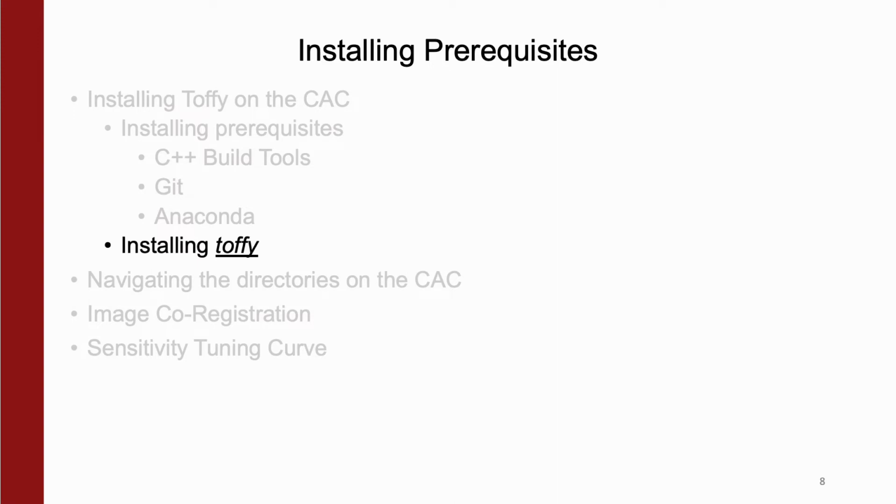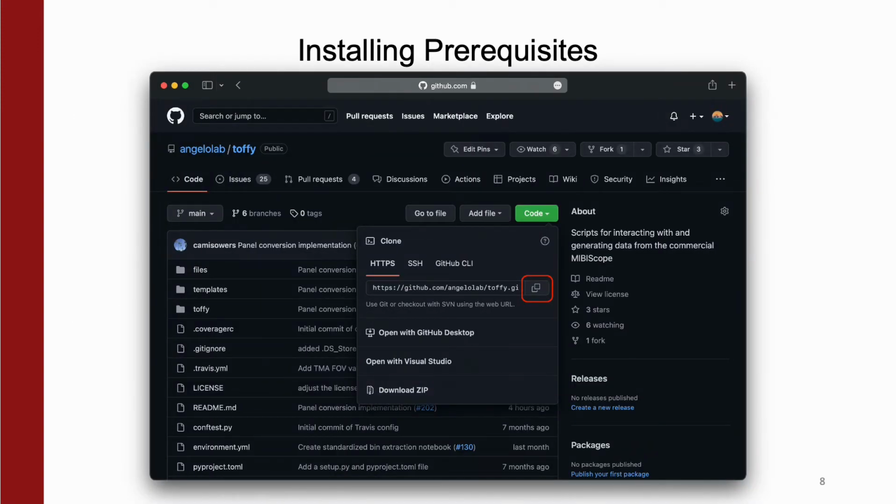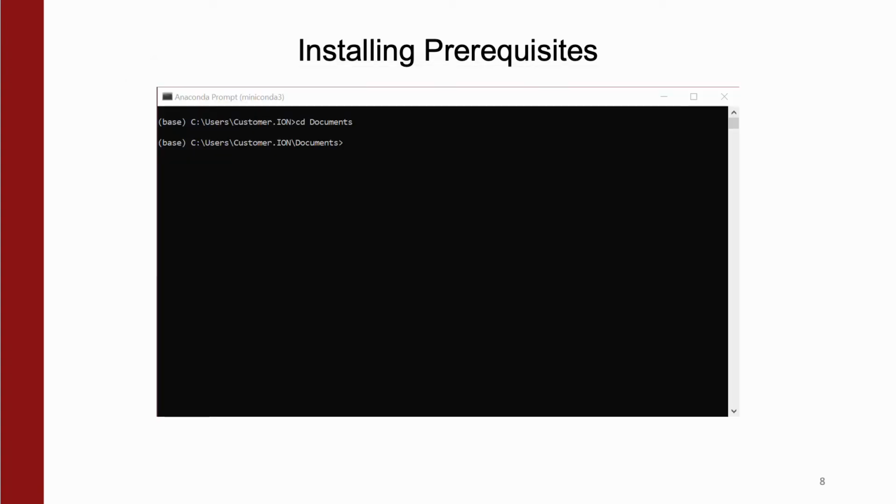Next, we're going to install Toffy. Head to the Toffy repository, and then copy the HTTPS link. Then in our Anaconda prompt, go ahead and change directory into the documents folder, and then git clone that Toffy link. This will download Toffy. Go ahead and change directory into Toffy. Now we're in that Toffy folder. Go ahead and run conda env create -f environment.yml. This will create the Toffy environment.